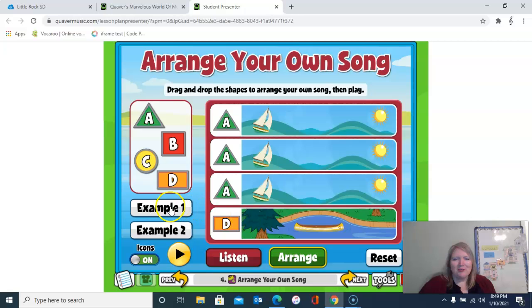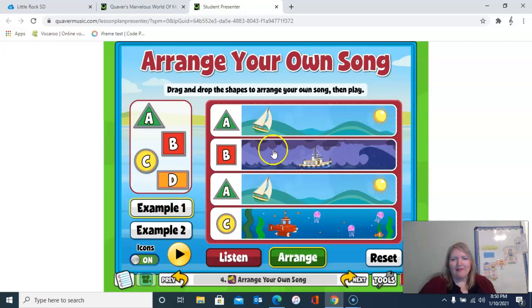So let's look at this first example they have. If this happened to be yours, then what would your form be? You would go right in order, and you would say, oh, my form is A, B, A, C. And so here's what I want you to do next. You're going to click the next button.